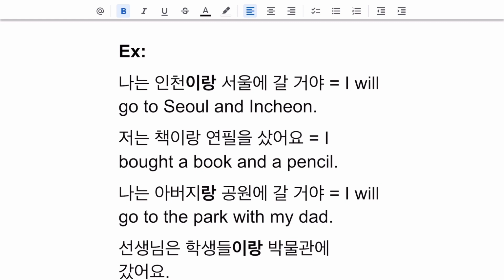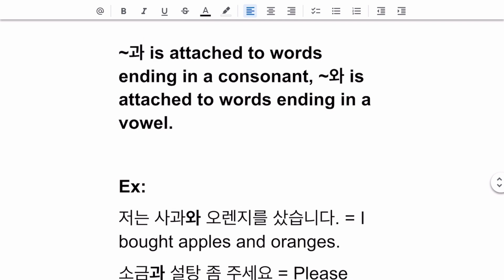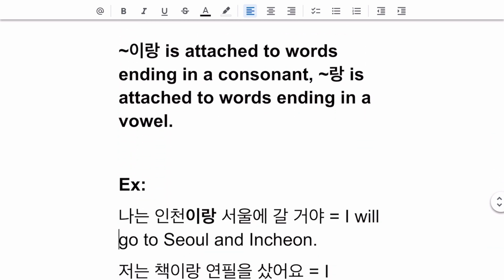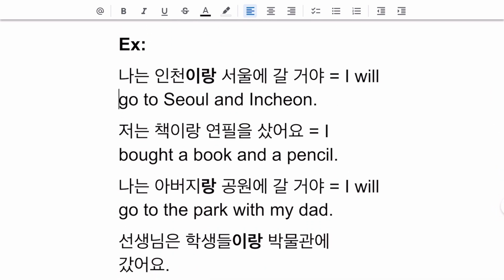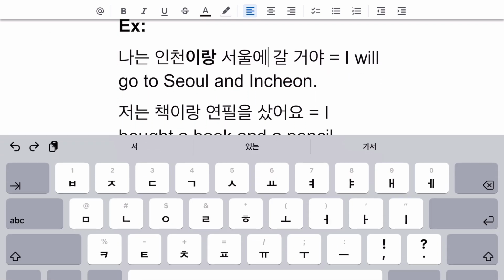나는 인천이랑 서울에 갈 거야. This is a good one because it has a different particle at the end. 인천, 서울, or it could be 인천하고 서울에, 인천이랑 서울에. It could even be 인천과, for the consonant, right? 인천과 서울에. They all mean the same. So I will go to Seoul and Incheon. See how we make sure to keep our 에 particle because those are the locations.